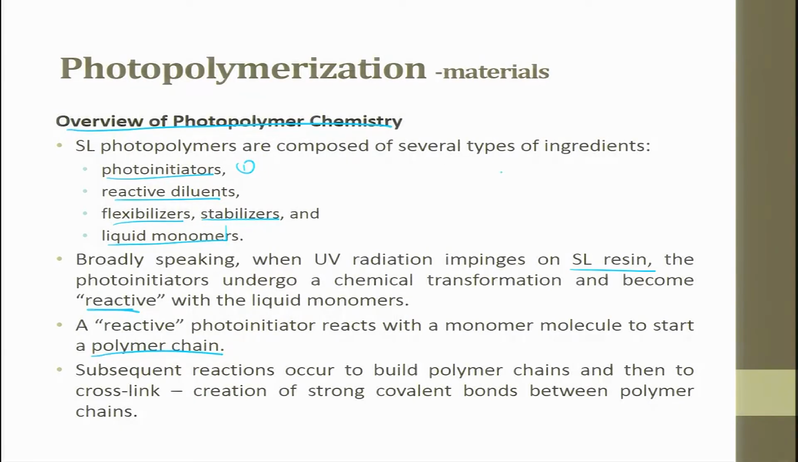So, if you go back and see the previous diagram where I had beautiful star figures, these figures are photoinitiators. Subsequently, reaction occurs to build the polymer chain and then to cross-link, the creation of strong covalent bonds between the polymer chains. Okay, covalent bonds are always strong. So, photoinitiator: initiator means starter, photo means light. So, photoinitiator means a light which initiates. How does this light initiate? Somebody should have a liking towards that light. So, that fellow is called a photoinitiator.